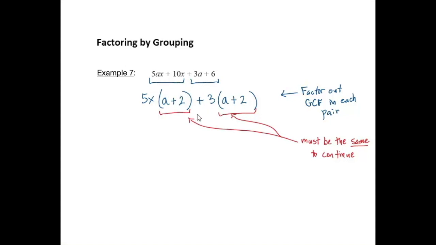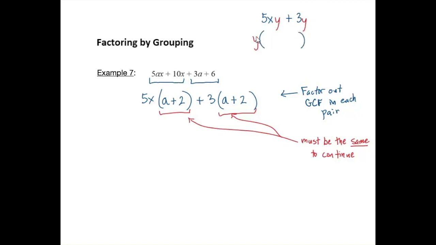First, let me rewrite this and use a single variable to represent the expression a plus 2. We'll use a y here in place of the a plus 2. So this expression has the same form as the one we have down here, but it might be easier to see in this form that we have a common factor of y, and we can factor that out. So we're factoring out this common factor of y.